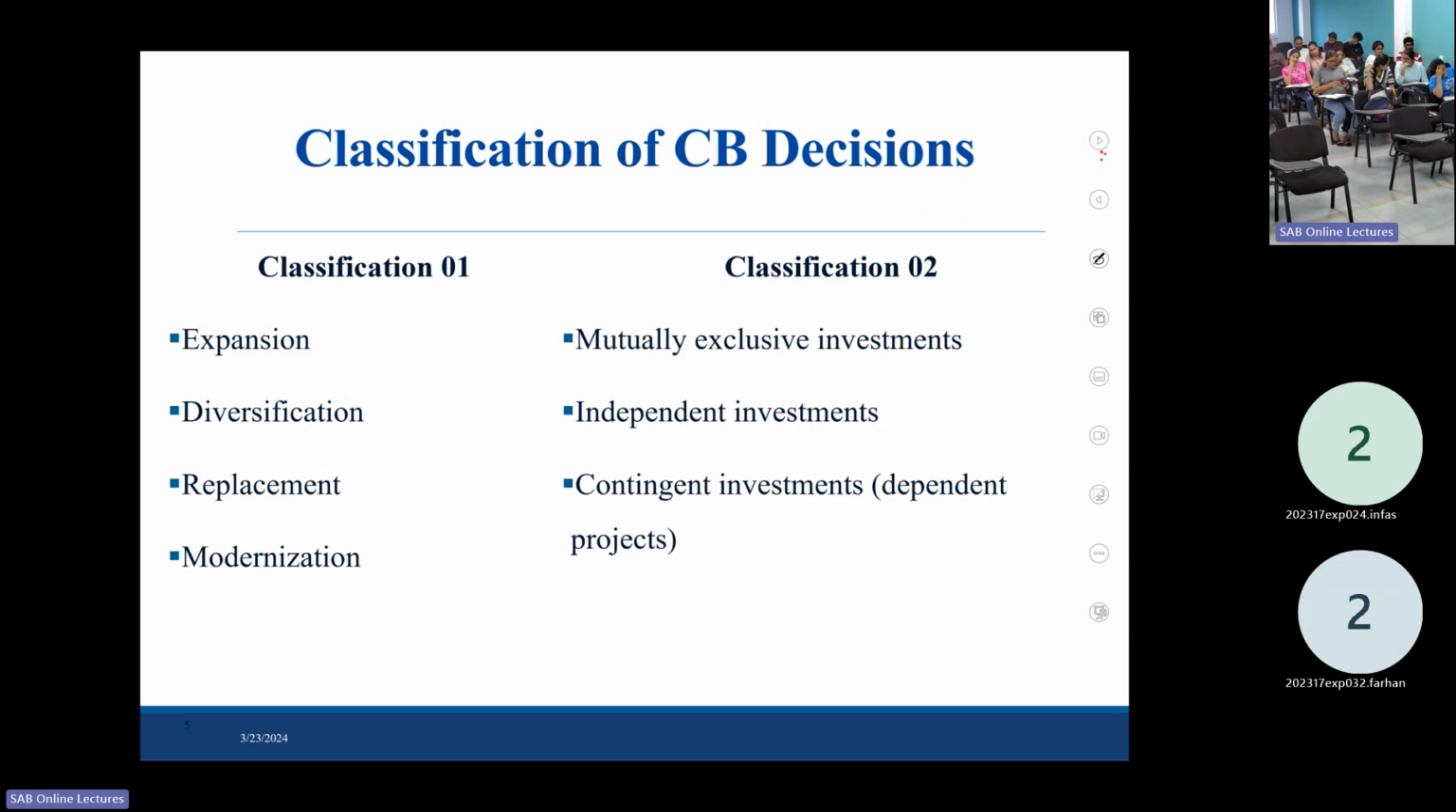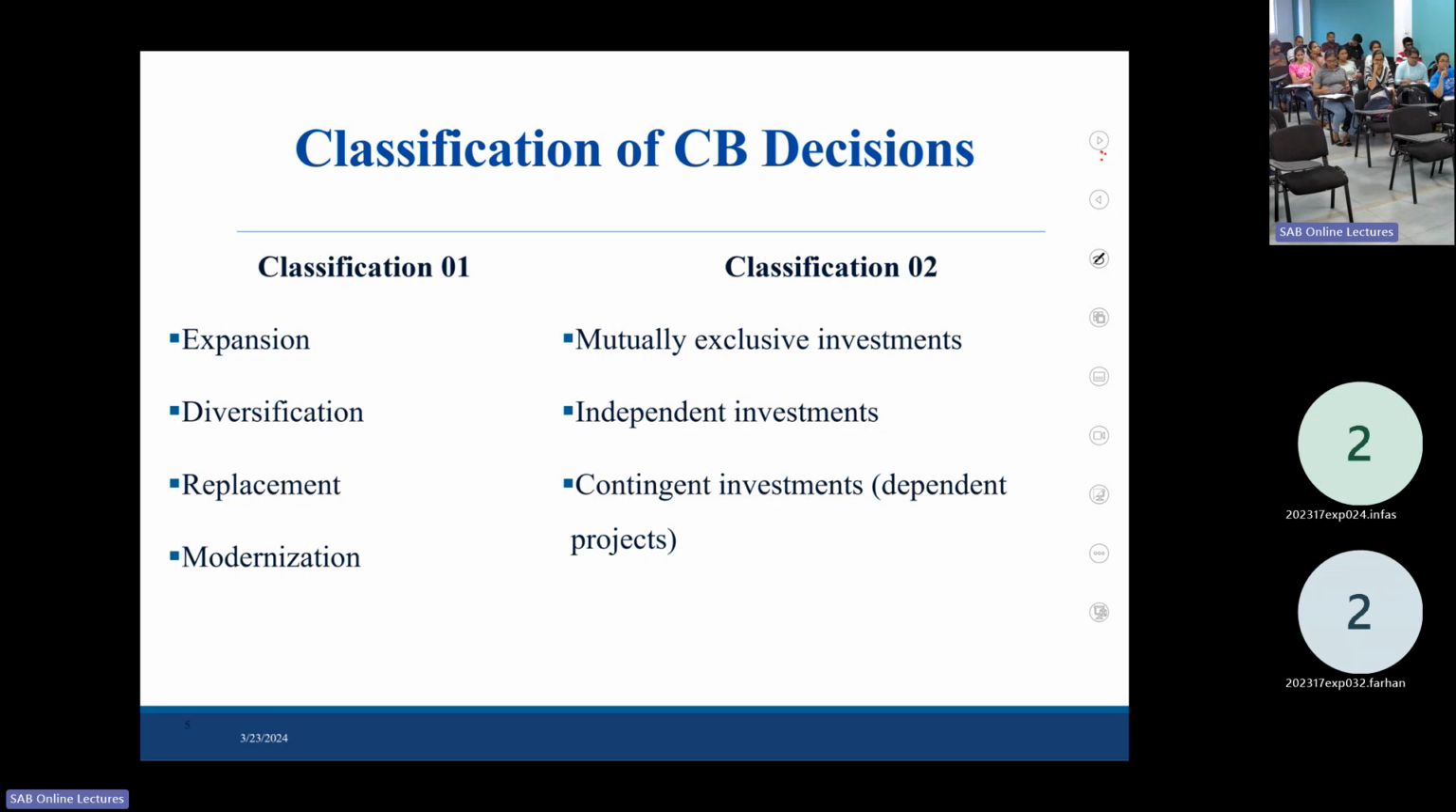Expansion. Suppose that currently we are producing a particular product. Say we are producing only garments. So we are expanding our product line to another, say, to produce bags. So that is expansion. Expansion. So in the existing business, we are expanding to another product line. So that is a capital budgeting decision. Capital budgeting decision, a long-term investment decision.